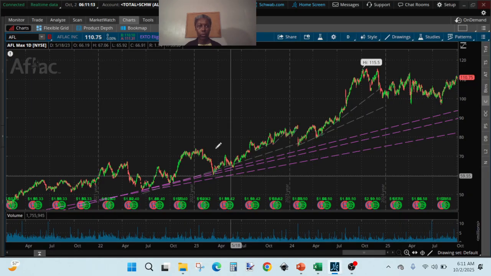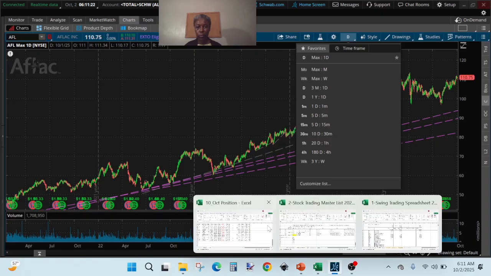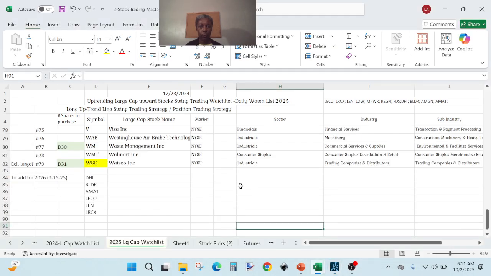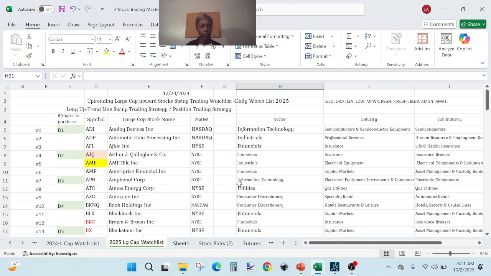We have the Thinkorswim platform open and we have the maximum daily chart. We are going to do a few analyses here. And today is October 2nd, 2025. So we are going to do the analysis before the markets open.